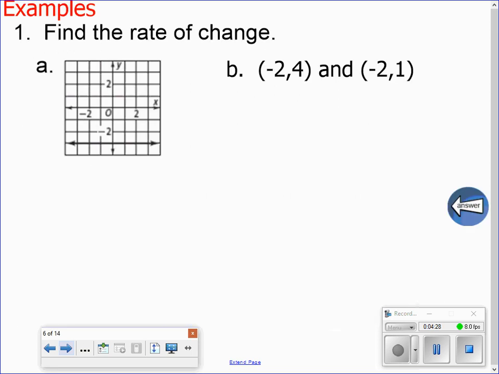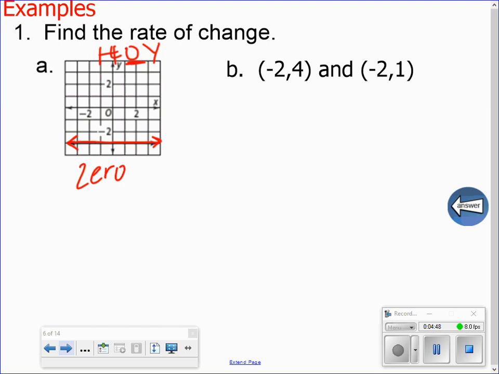Okay, let's look at a couple of examples. If we look at A, we're looking at a graph. If we see that there's a horizontal line, then I don't have to do a whole lot of work here, because we know that all horizontal lines, if we remember HOI, have zero slope. So this would be a zero slope.